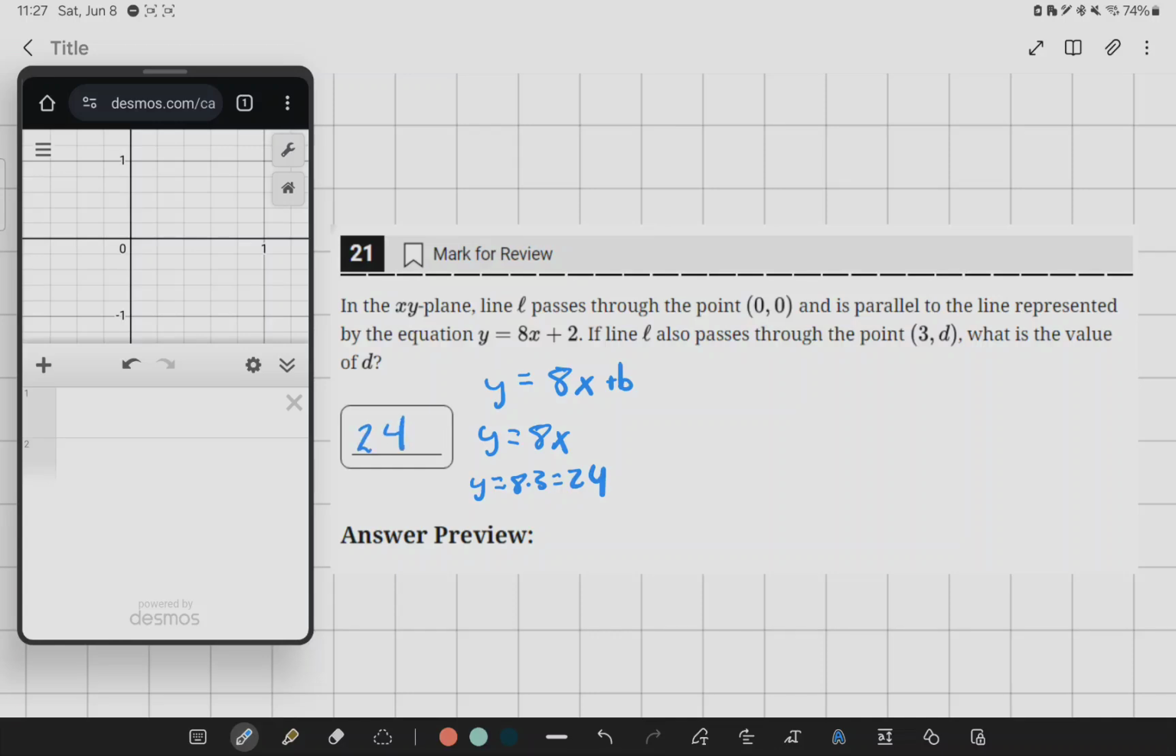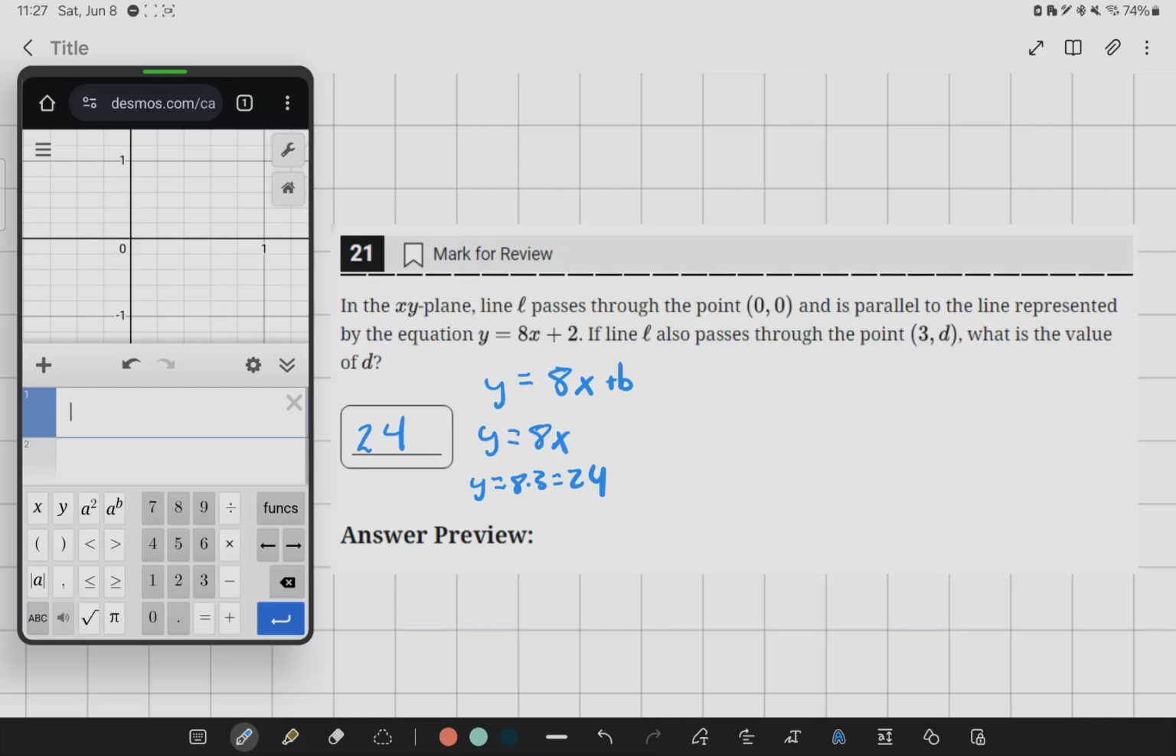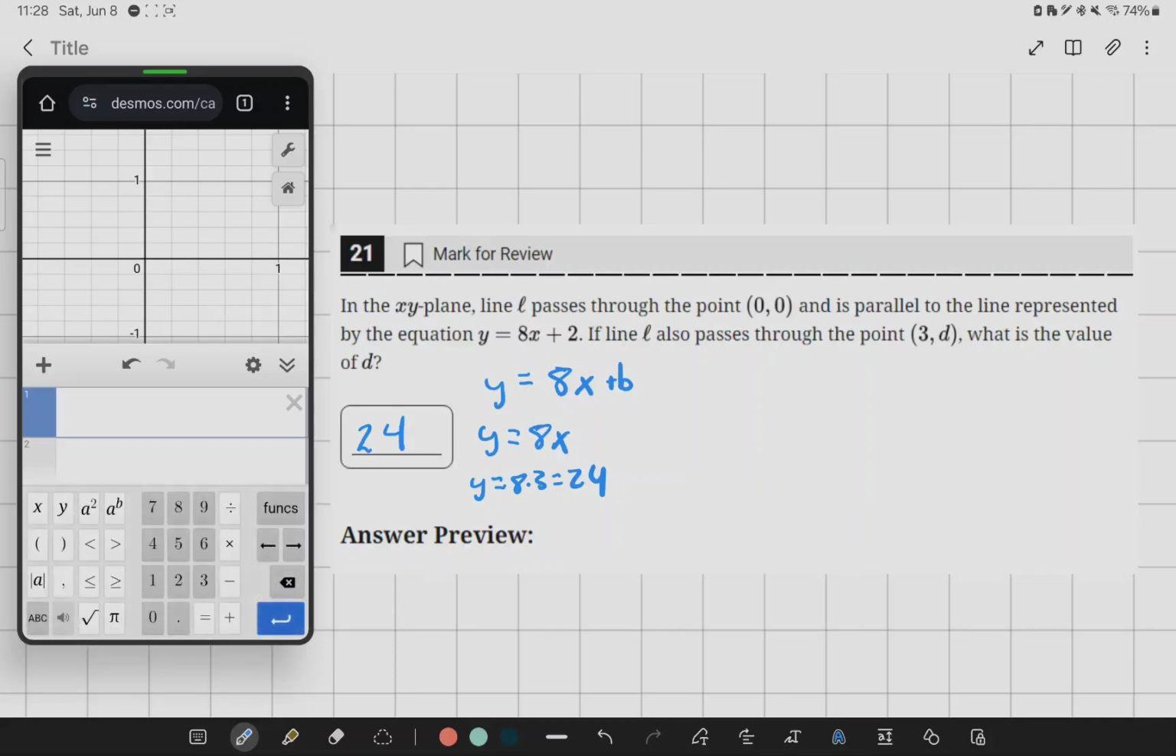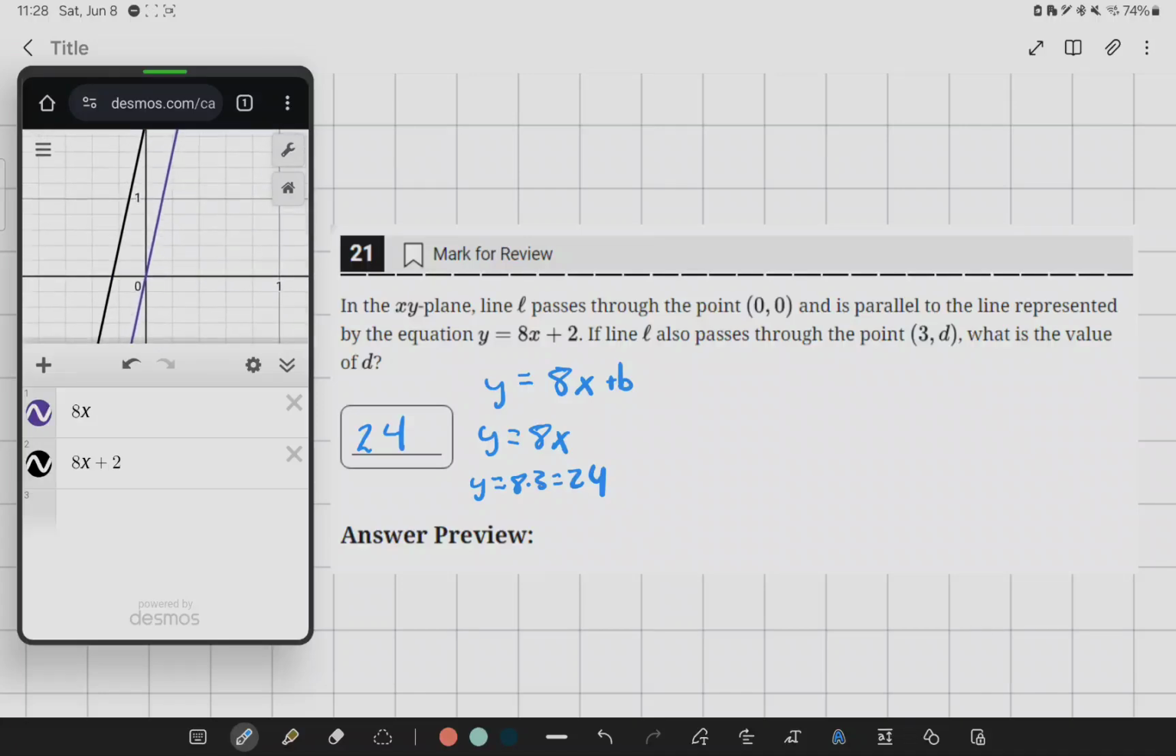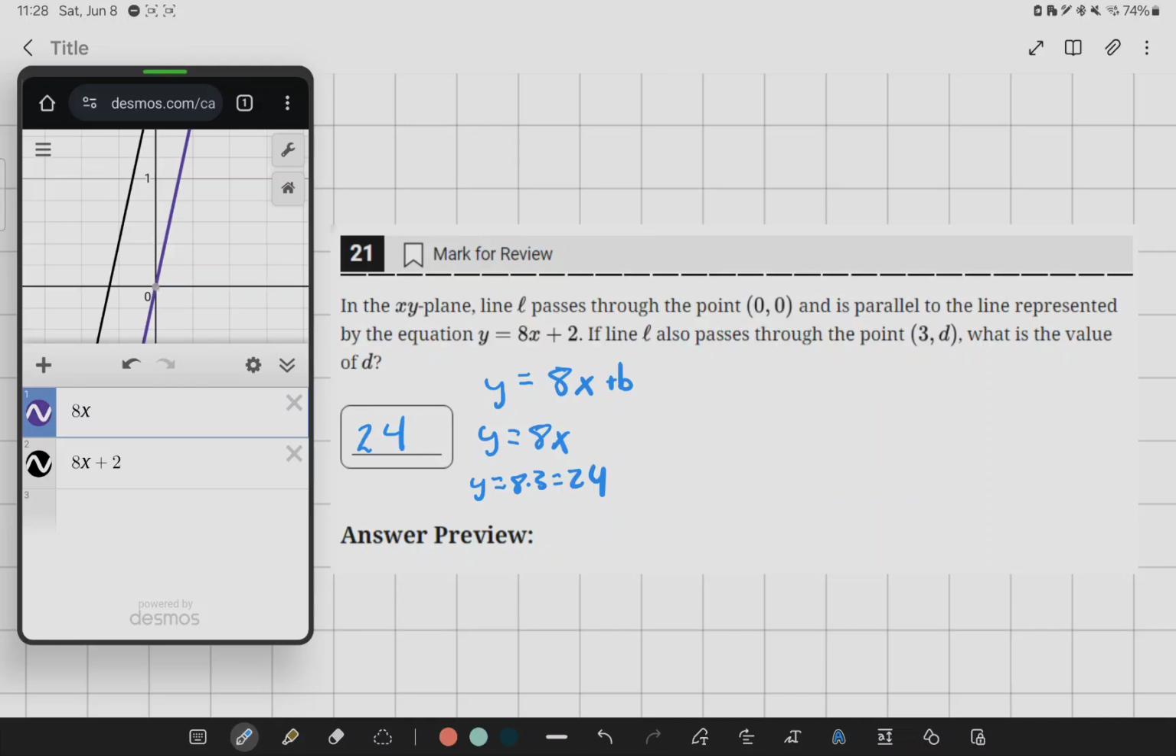Perfect. So we can also check this one. You can just do 3 times 8, or you can check that your equation works by doing 8x. Does it pass through the origin? And you can do 8x plus 2 just to show that they are parallel indeed. So our purple one is the equation that we made. It does pass through the origin, and it is parallel to that other equation.